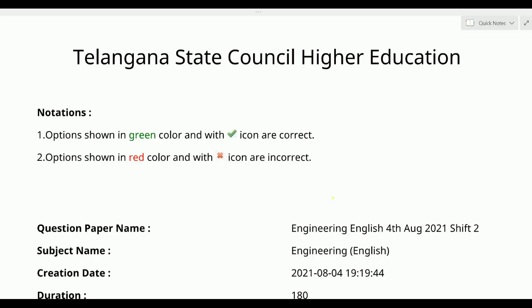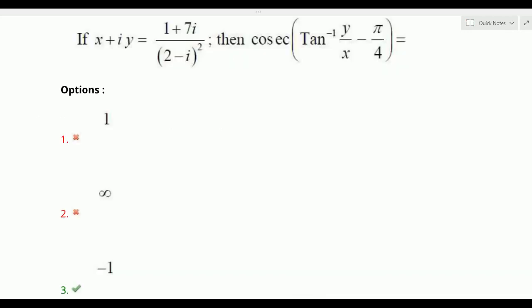Now we'll discuss the 4th August shift 2 questions. What are those, we'll see now. The first question in this paper from complex numbers is about x plus iy. x plus iy is given as (1 plus 7i) by (2 minus i) whole square.